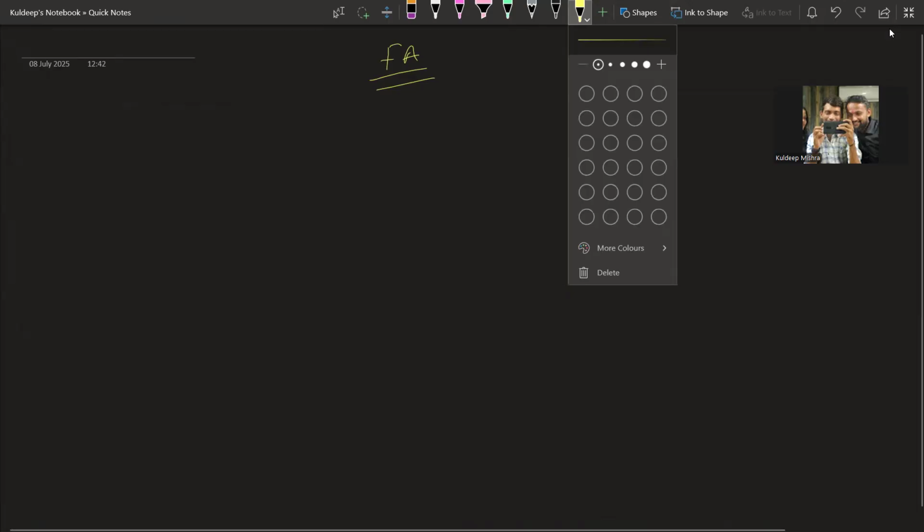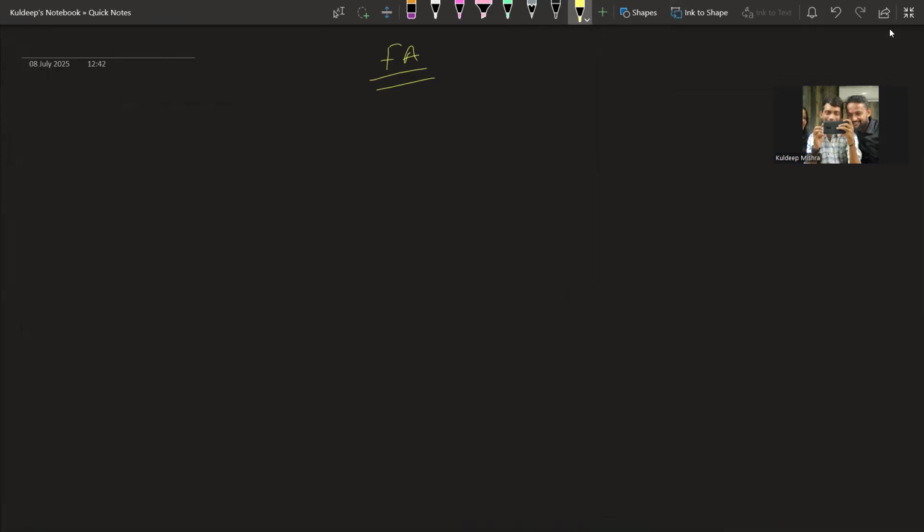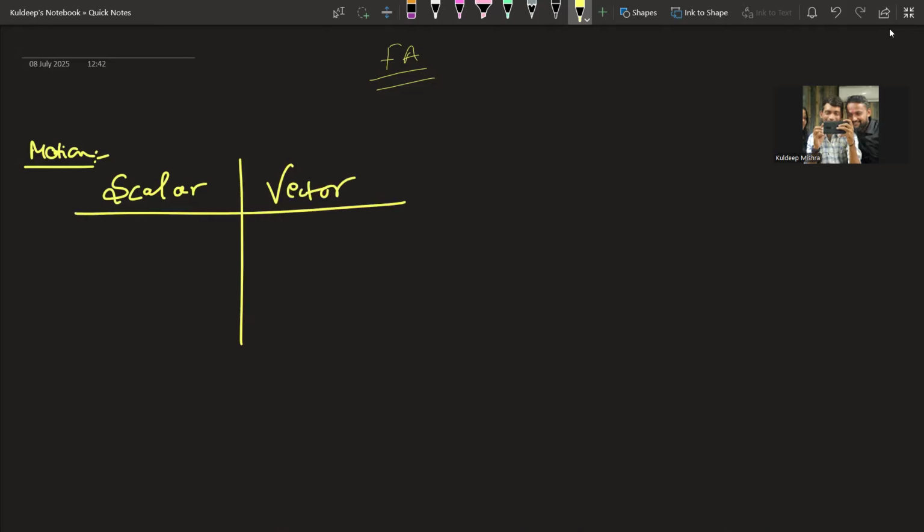So what are important things related to motion? So in motion, you must first know what is a scalar quantity and what is a vector quantity. Scalar quantity has only magnitude. Vector quantity has both magnitude and direction.